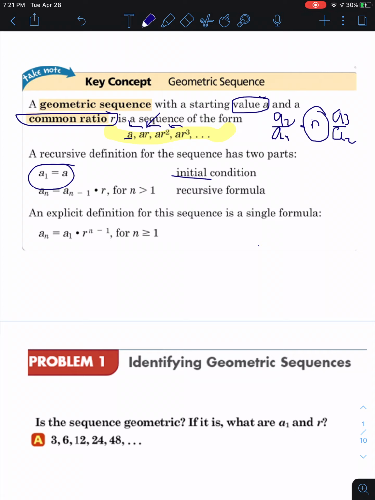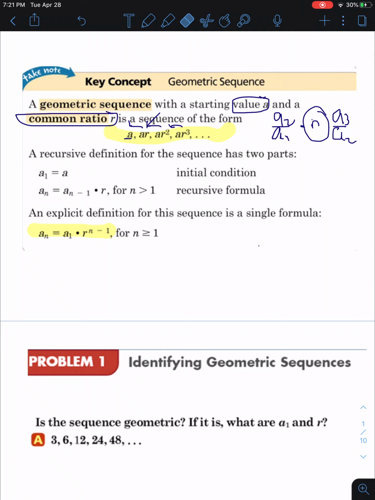And the formula that we're going to use is this one right here. A sub n equals, well, this would be the recursive. Actually, the one that we want to use is this one down here. So let me disregard this one, and we'll take a look at this bottom one.